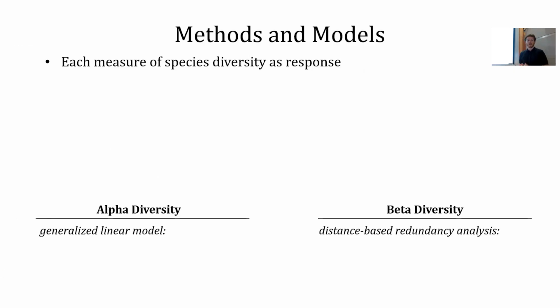So to actually tackle this question, I'm using those measures of alpha and beta diversity as a response in a couple of different models here. Specifically for alpha diversity, again, that species richness is a nice vector, so I can just use a generalized linear model to look at those influences. Beta diversity, though, is a matrix, so I can't use a GLM. So instead, I used a distance-based redundancy analysis, which is a form of constrained ordination, but very simply put, it performs a regression that allows your response variable to be a matrix.